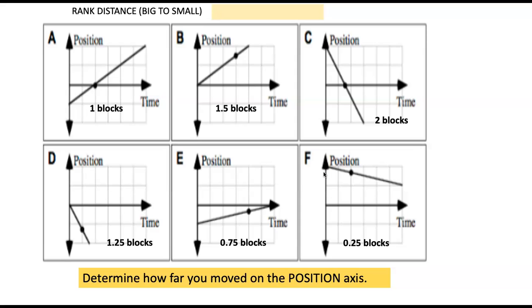So now that I've determined the distance of each of the 6 graphs, I can then rank them from the biggest number to the smallest number. 2 is obviously the biggest number here. 0.25 is the smallest number, and so you're going to go in order C to B to D to A to E to F. And that is the rank for the distance.